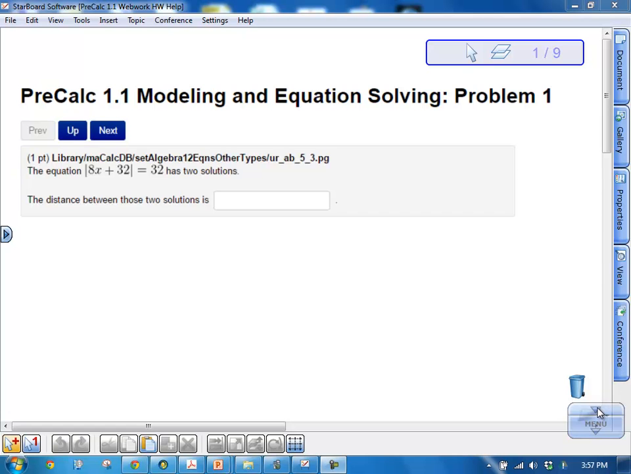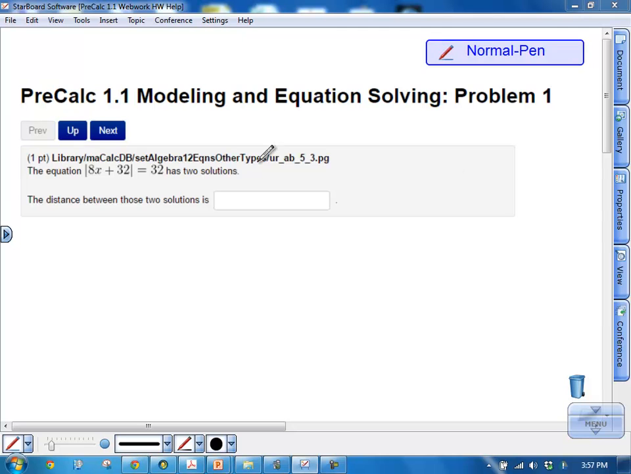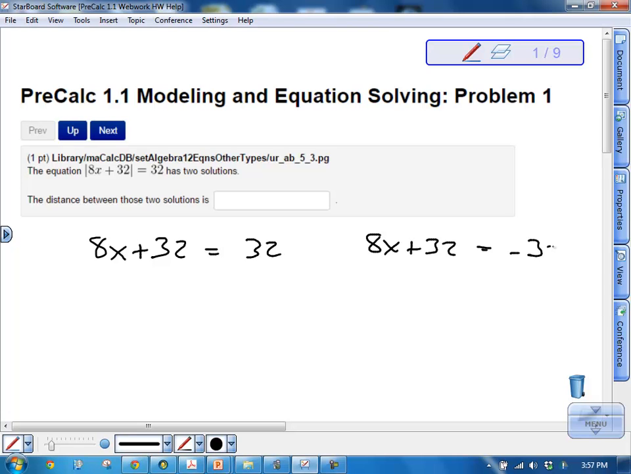Okay, this is Webwork homework 1.1, chapter 1, section 1. First problem, it says the equation has two solutions and it wants the distance between those two solutions. So, to solve an absolute value equation, you want to take what's inside and set it equal to positive 32, and then take what's inside and set it equal to negative 32. Because there's going to be two solutions, right? An absolute value looks like this, and there's going to be two solutions.